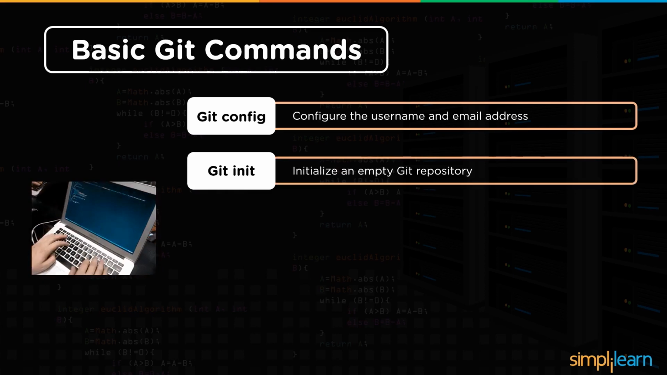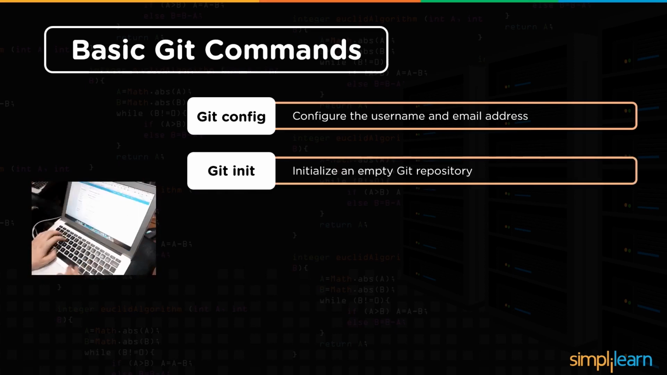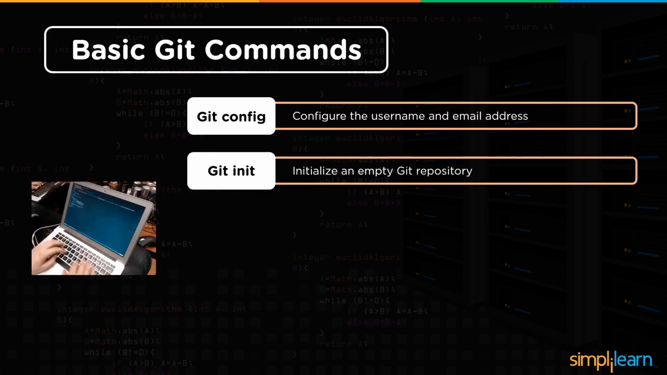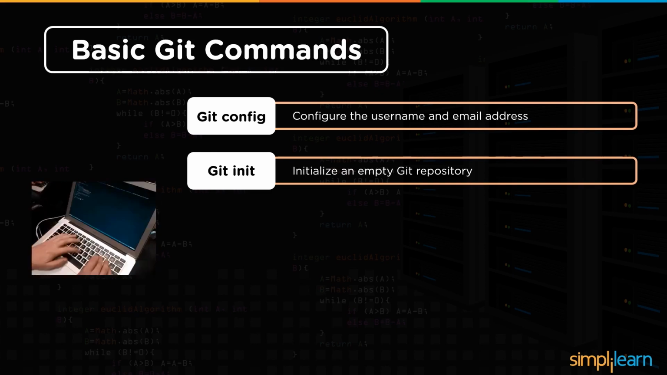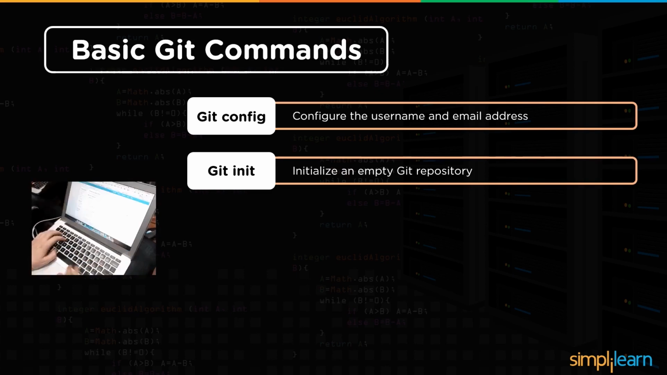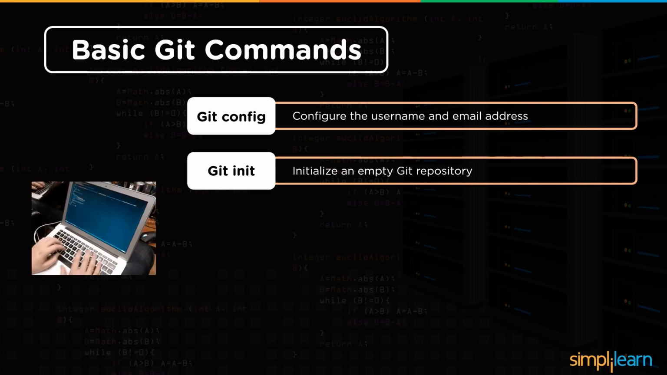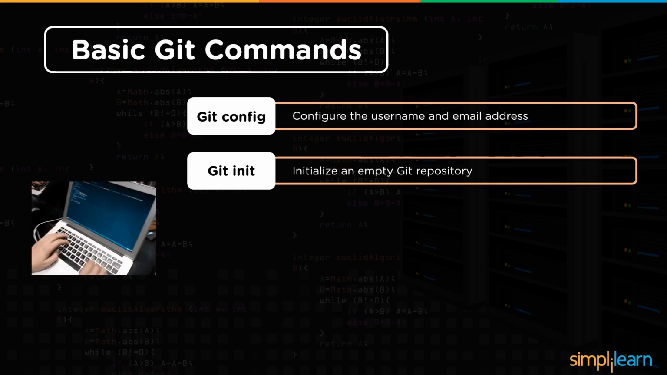Then we have the git init command. Now this git init command is used to create an empty bare repository. So when you run this command, you will be able to create a bare empty repository, and after that you can further do the modifications, you can add some commits, you can add some files, and all that stuff you can do over there.